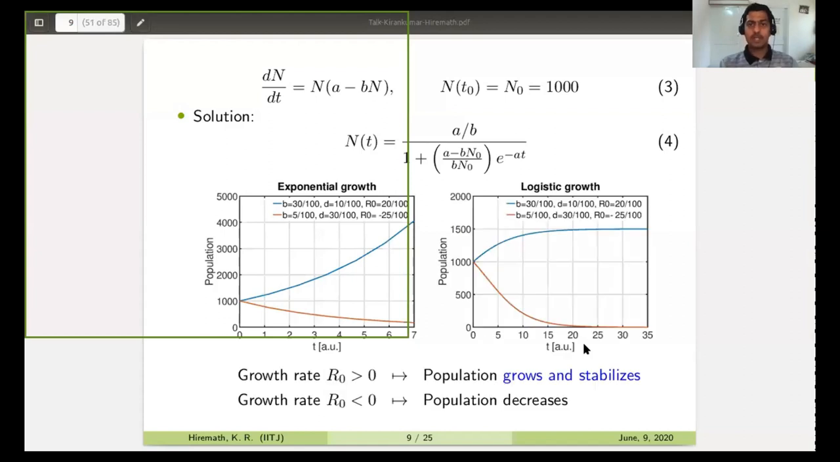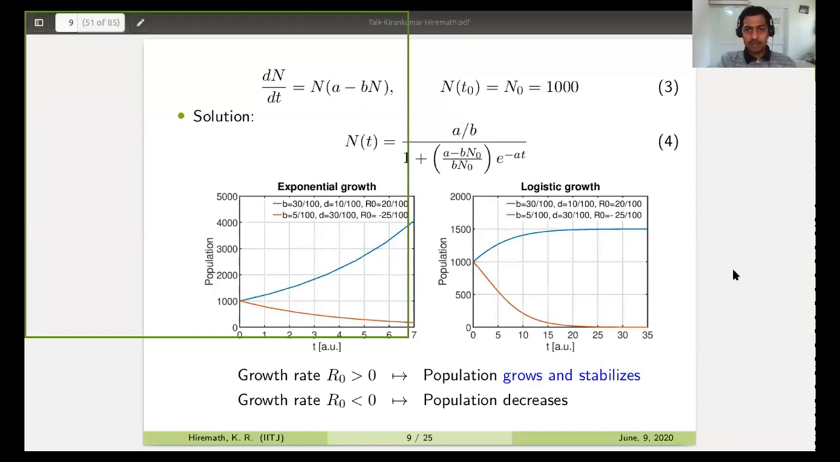And what is happening to the logistic model? If the growth rate is positive, then population increases and then it becomes stable around 1500. If population is decreasing, then it will slowly decrease and then just stay there. So this looks more realistic. The growth is not unbounded, it's a bounded growth. So if R0 is greater than 0, then population grows and then reaches a stable plateau. If population is decreasing, then it will just go on decreasing and eventually it becomes 0.